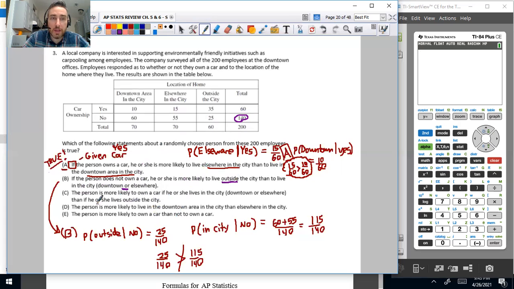Now let's compare it to in the city, downtown, or elsewhere. So in the city, there are 2 locations in the city. Downtown is 60 and elsewhere is 55. So that numerator is actually going to be the sum of those because they're using both of those. And they add to 115. And as you can see, the question says, if the person does not own a car, he or she is more likely to live outside the city than to live in the city. Well, that's just flat out wrong, right? In the city is way more, 115 out of 140 and then 25 out of 140. So we know that B is not going to work, okay? And let's analyze the other ones.